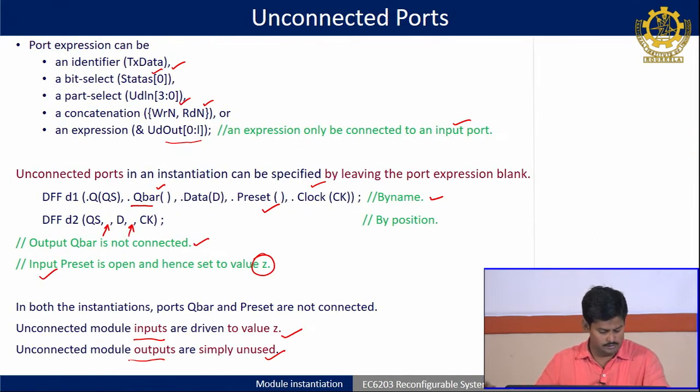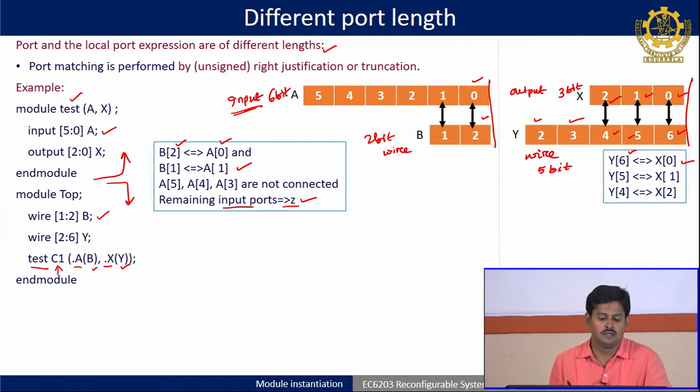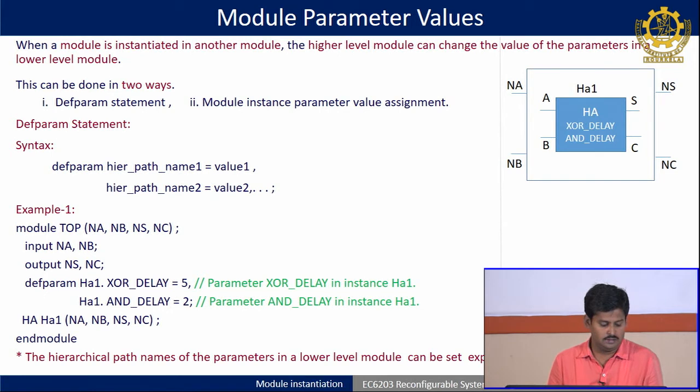Okay. So, remember that unconnected input ports in the module will be driven to Z, and unconnected output ports are simply unused. So, the summary of this slide is right justification or truncation. This is the case when our port lengths are of different lengths, a vector data. Now, next the interesting and important part of your structural analysis is module parameter values.